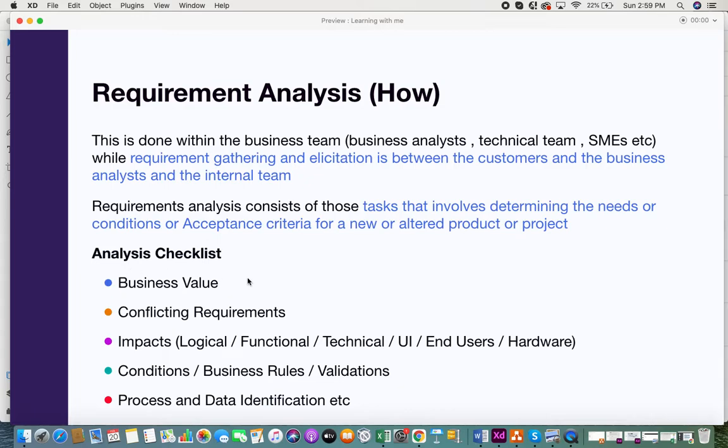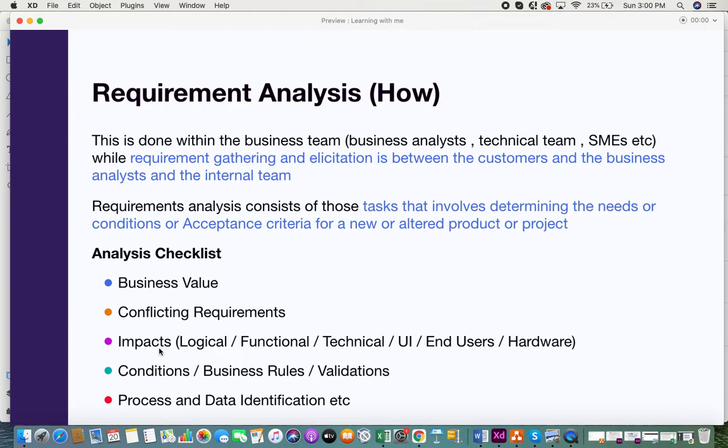If you see some of the checklists, it's like understanding and analyzing the business value of that requirement or feature. Then conflicting requirements. Someone would have given you a requirement, but that requirement might be conflicting with new requirements or with the existing requirements. So always make sure that the requirement fits into place and does not impact the entire other built or existing set of requirements.